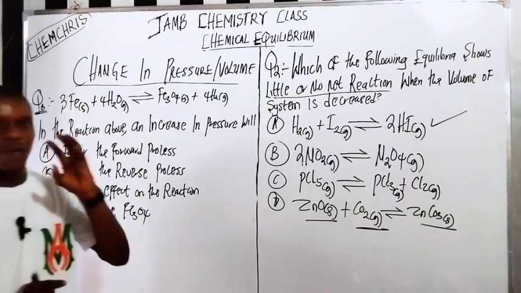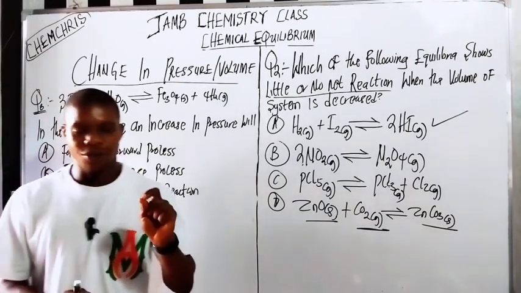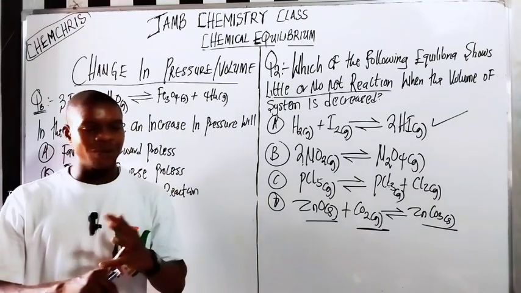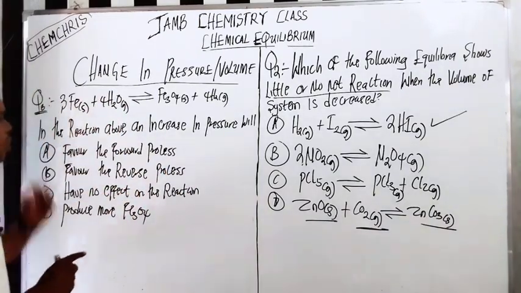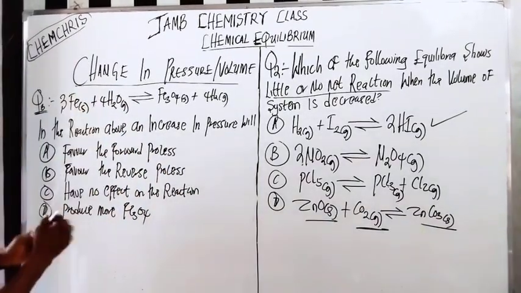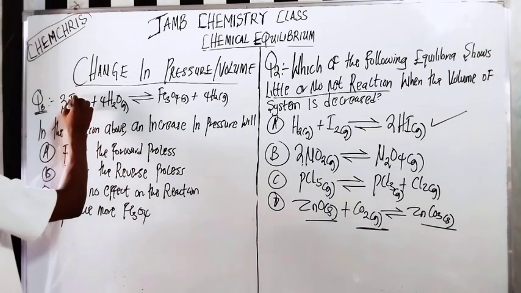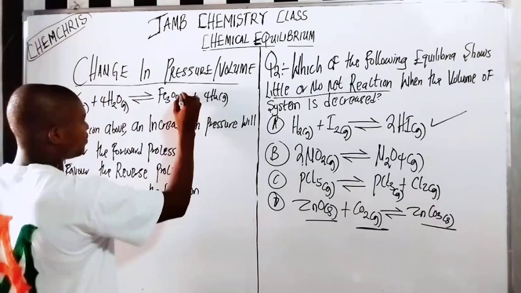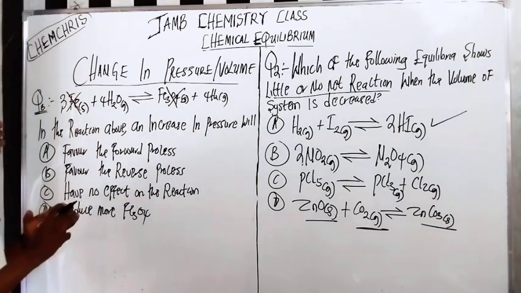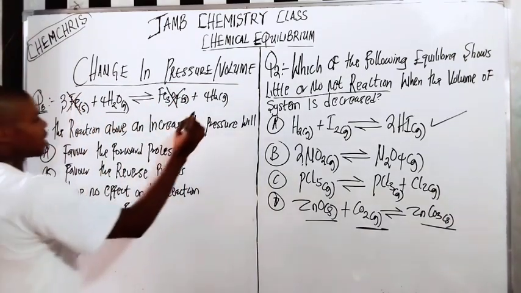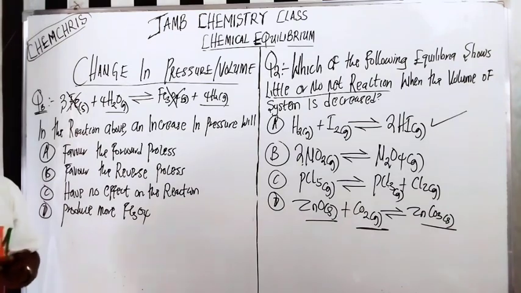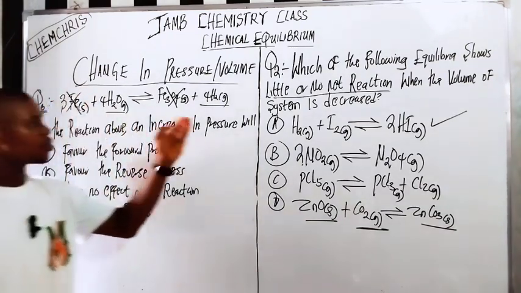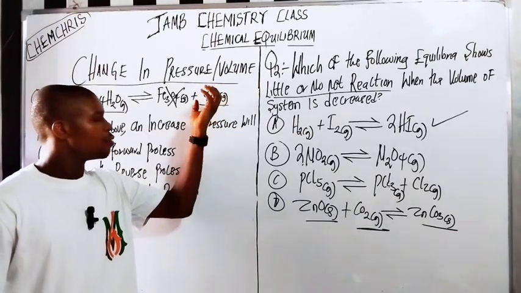Now this is where you need to pay close attention. Remember, pressure and volume only affect gases, so they do not have an effect on liquids and solids. You get? So we are not going to pay attention to this one because it's solid. We are not going to pay attention to this one here because it is solid. Our attention is going to be on this one and this one here. So here we have 4 moles of gas on the reactant side, 4 moles of gas on the product side.